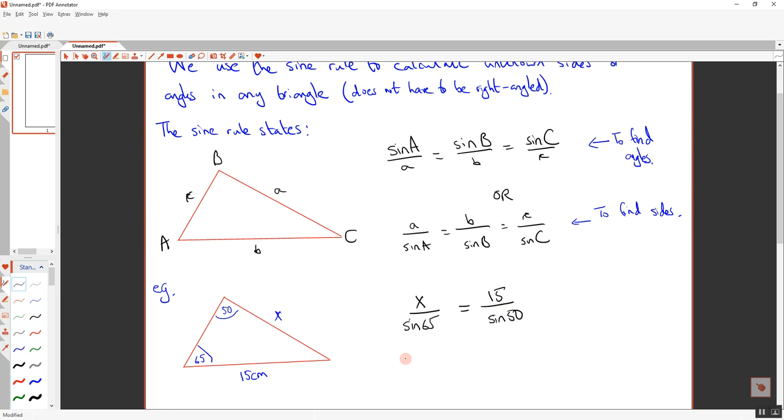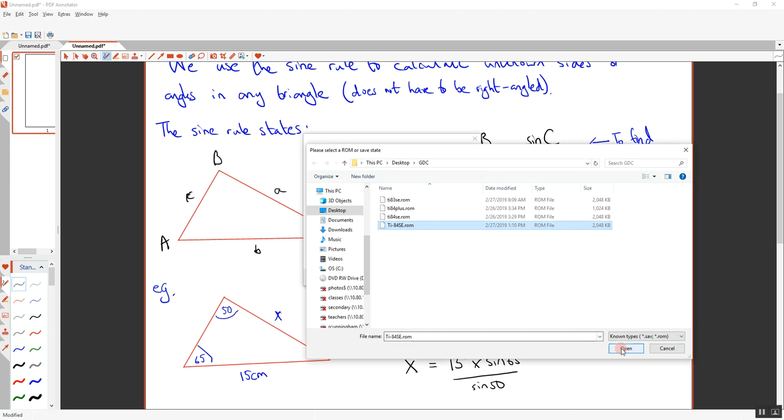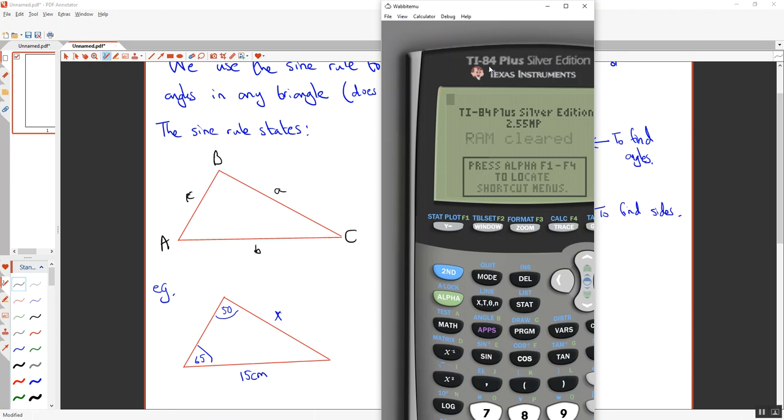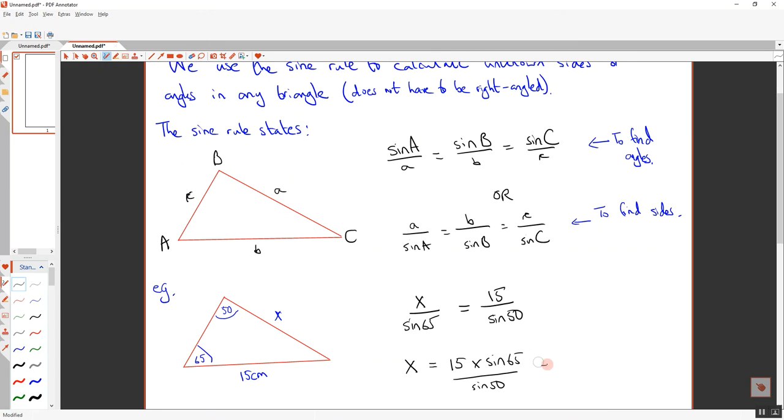I want to work out what x is, so how do I get rid of the sine 65 on the bottom? Multiply by the other side, good, so I've got 15 times sine 65 divided by sine 50. We whack this into our calculator. What did you get? 17.8 centimeters. Good. So it's not particularly difficult.